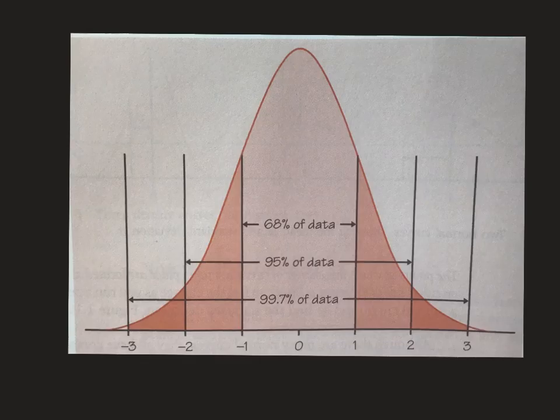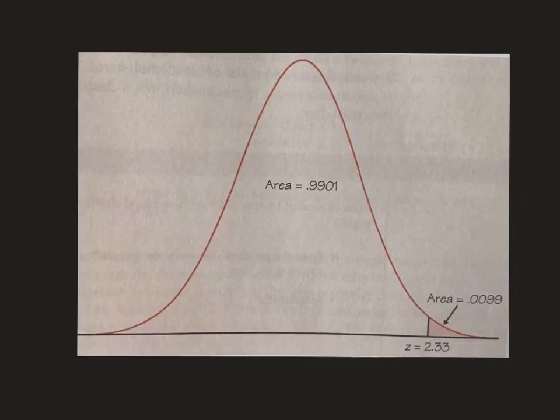And this should be a familiar picture to you. We did gestures for this year. The 68, 95, 99.7. 68% of the data is within 1 standard deviation of the mean. Notice the mean is 0, standard deviation is 1. If you go 2 standard deviations away, 95% of the data falls in there. And if you go 3 standard deviations away, almost 100%, 99.7% of the data lies between -3 and +3 standard deviations away from the mean. Those are z-scores on the bottom, by the way.